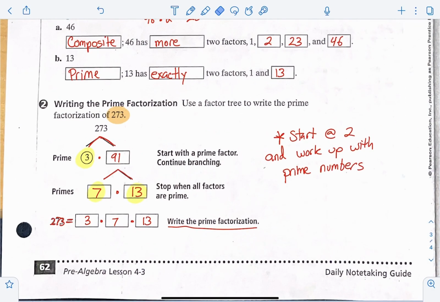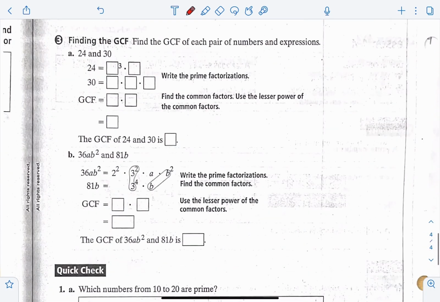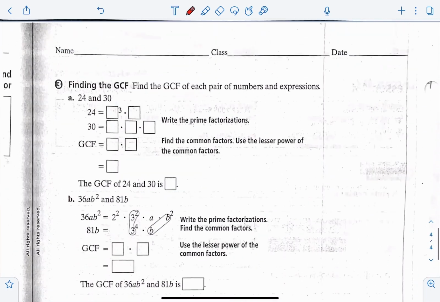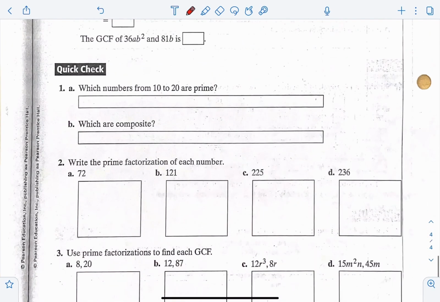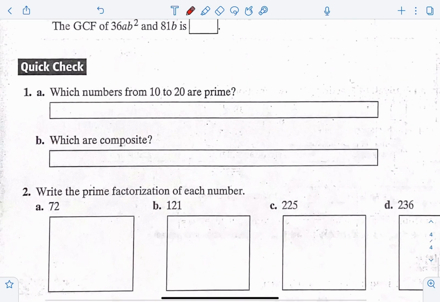All right, so when you're ready, go ahead and turn your paper over. We're going to skip these parts because that's going to be part of part 2, and we're down here now at the quick check. Which numbers from 10 to 20 are prime?